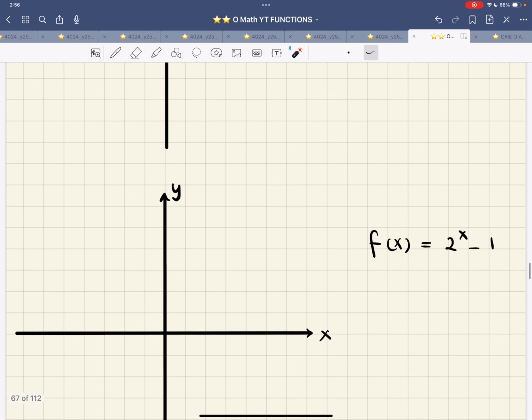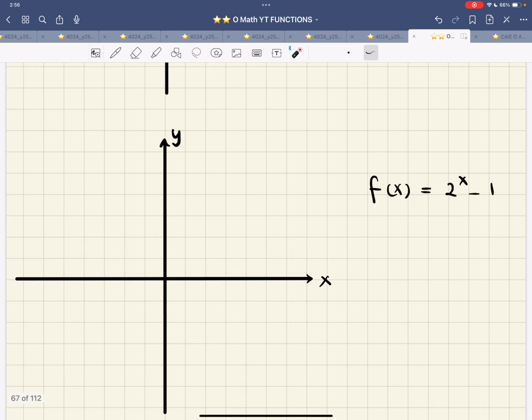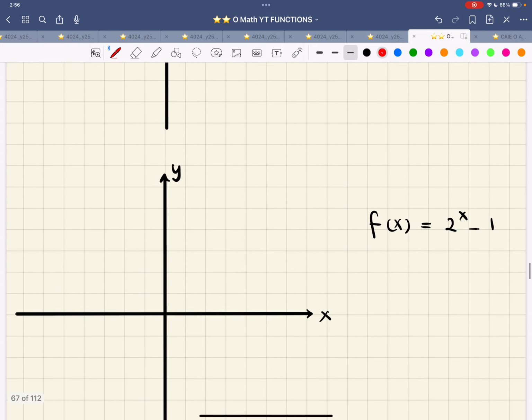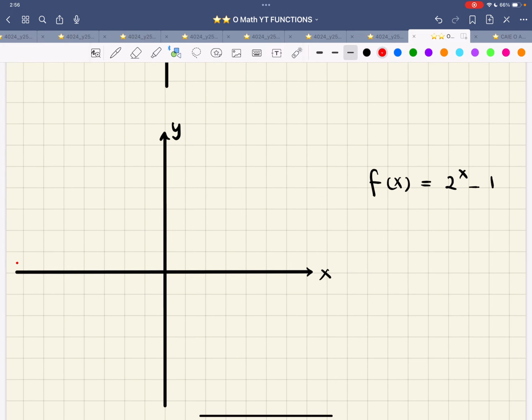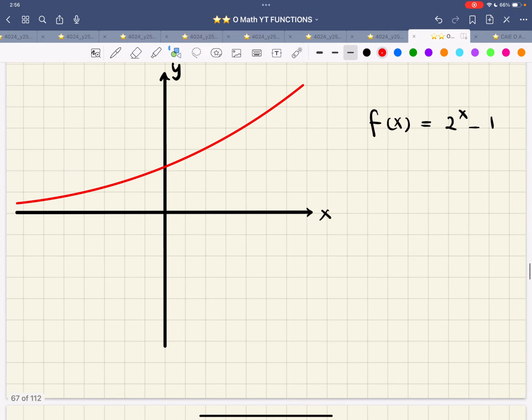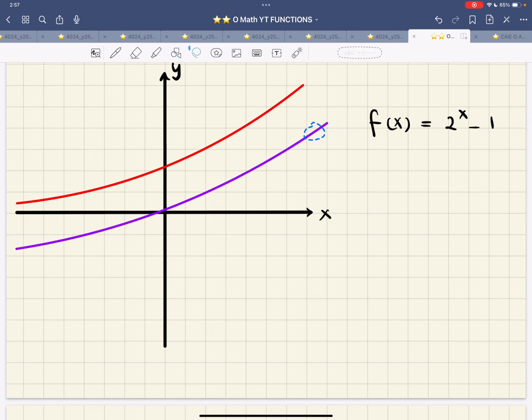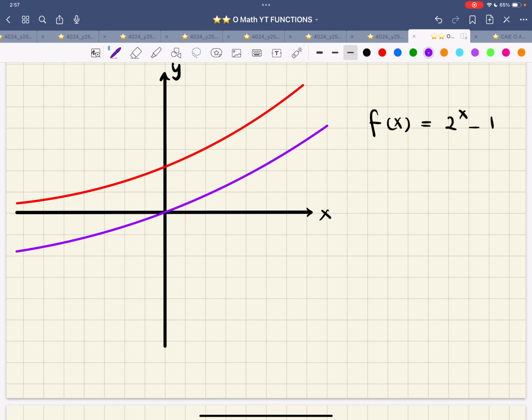All good, all clear? 2 raised to power of x minus 1. Now let me get my red color. Yeah, that's the original one. Let me get it ready like this, and then let me shift it 1 unit down. Again, purple color. So now it's like this. Let me just adjust it a bit, and I hope you have understood why I adjusted it. This is (0, 1). This is (0, 0). That is the new one. So the new y-intercept is (0, 0).